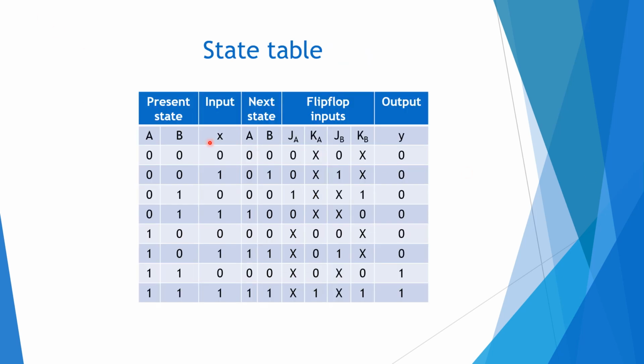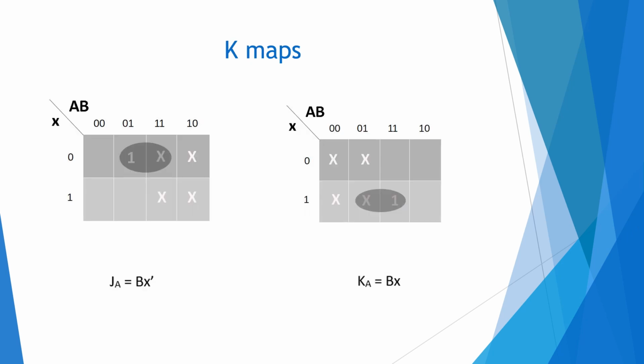And this is the state table. These are the flip-flop inputs according to present state and next state. This is the output. The output doesn't change because it is the same for all flip-flops. So this is the input equation according to the K-map, a 3 variable K-map.